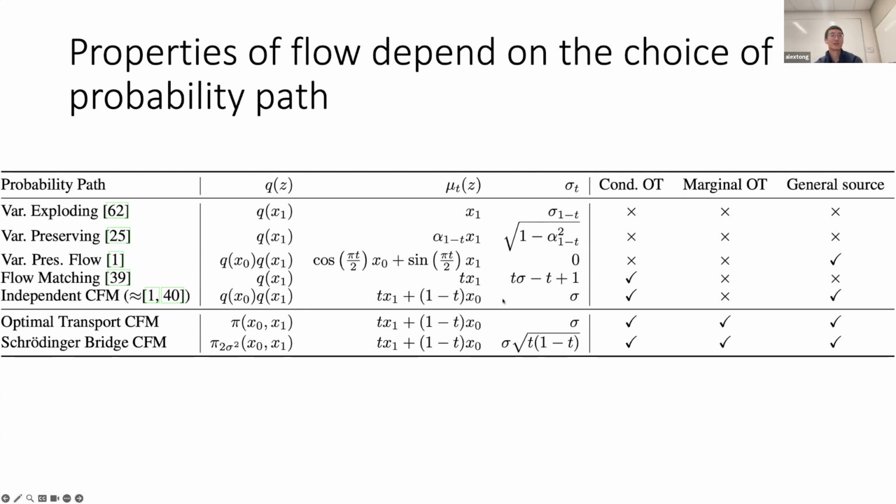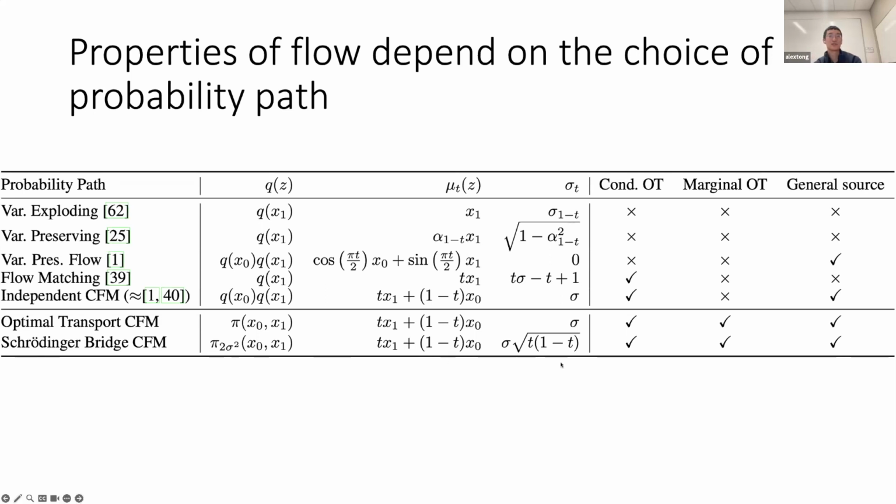And then this independent path, which I just talked about, where you do a straight line interpolation between the two. You get conditional OT, and you can go from general sources, but of course you don't get marginal OT. But if you have the true optimal transport matrix, the static one, and you did the same procedure, then you would also get marginal OT. And then Schrödinger bridges, I don't think we'll have time to talk about, but this is an entropy regularized version of optimal transport. People have been quite interested because it's a natural generalization of diffusion models to paired data, from a general source to a general target.